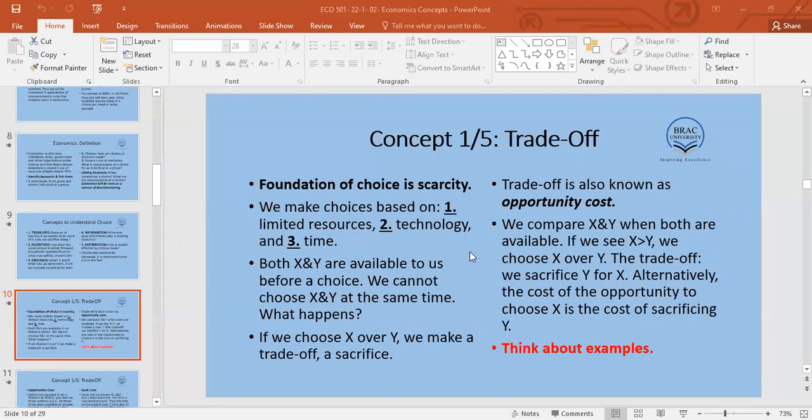So the first thing is, because of scarcity. What are the scarcities? I have limited resources, limited income. I have fixed prices in front of me. I have a certain amount of technology if I'm a producer. Plus, I have a certain amount of time within which I have to consume.